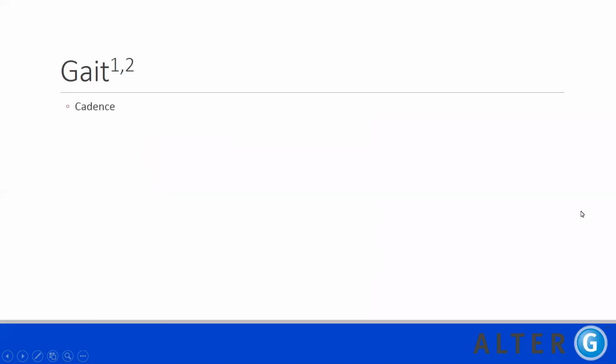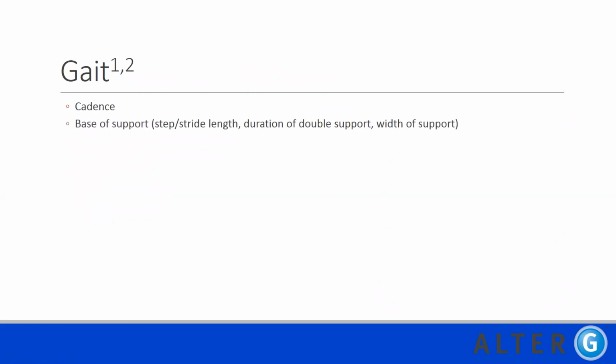Okay, so the metrics that we're going to look at today are going to be gait, or rather cadence, I should say. And normal cadence for a healthy adult individual is about 110 to 115 steps per minute. We're going to look at basic support, and within this category, we're going to look at steps, stride length, duration of double support, and width support.